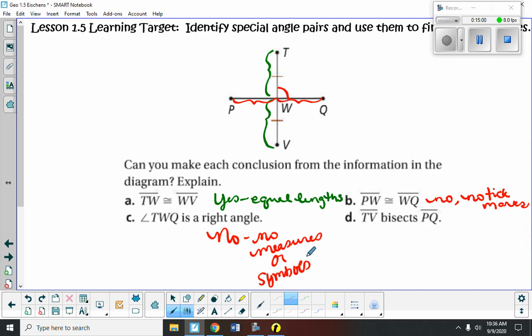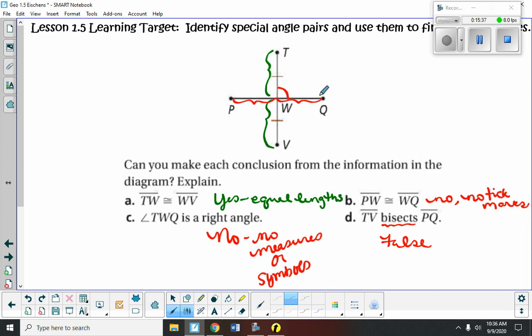And then the next one says that segment TV bisects segment PQ. All right, so here's what we have to understand. Remember, bisect means cuts in half. When you do a problem like this, because a lot of times students will mix up which one is bisecting which, substitute the words in: cuts in half. So segment TV cuts in half PQ. Well, do we know that PQ is cut in half? No. So this would be false. It should be the other way around.